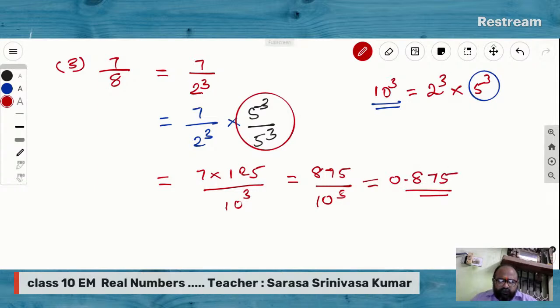Remember, we have converted the denominator into the form of 10 power 3. We got the answer. This is without the actual division method. Now we start exercise 1.3 of page number 12.